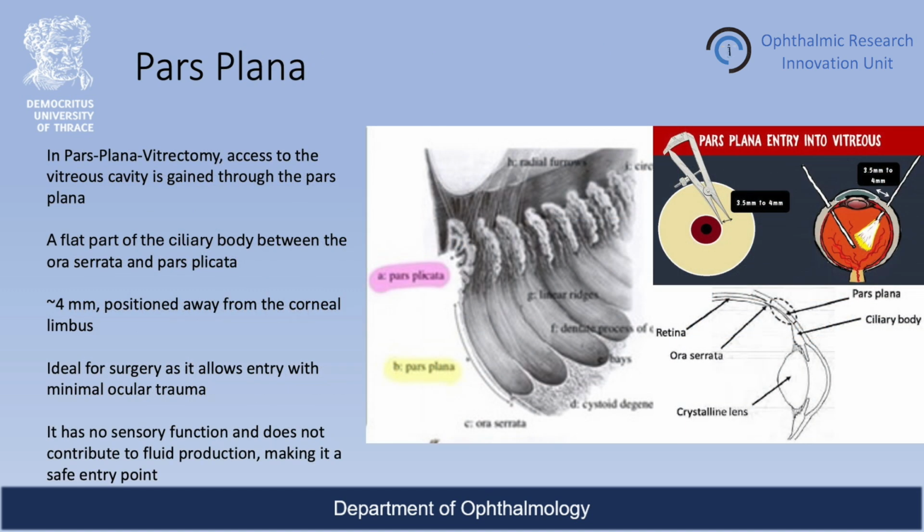In pars plana vitrectomy, access to the vitreous cavity is gained through the pars plana, a flat part of the ciliary body located between the ora serrata, which is the junction between the ciliary body and the retina, and the pars plicata, which is the most anterior portion of the ciliary body and produces aqueous humor. Pars plana is located 4 mm from the limbus and is ideal for surgery as it allows entry with minimal ocular trauma. It has no sensory function and does not contribute to fluid production, making it a safe entry point.